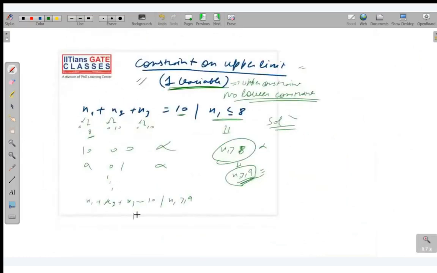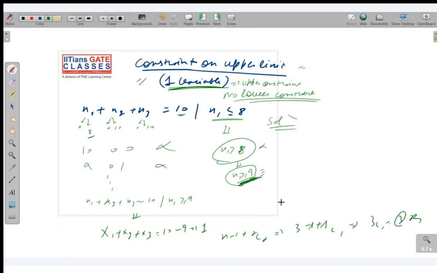So this problem will be converted to x1 plus x2 plus x3 that is equal to 10 minus 9, that is nothing but 1. So I will apply the formula n minus 1 plus r C r. What is n here? 3 minus 1 plus r, where r is 1, C1. So 1 and 1 got cancelled, 3C1, that is nothing but 3. So 3 ways for x1 is greater than equal to 9.